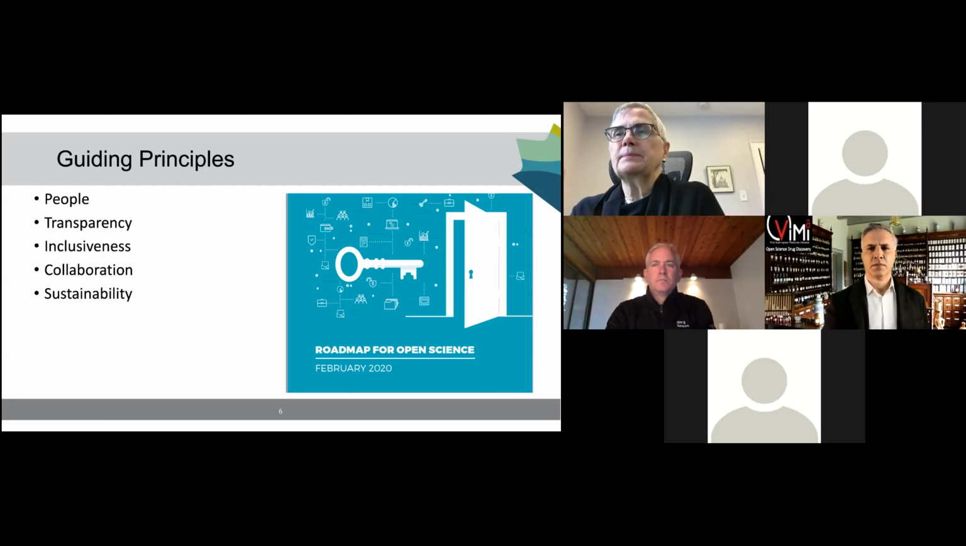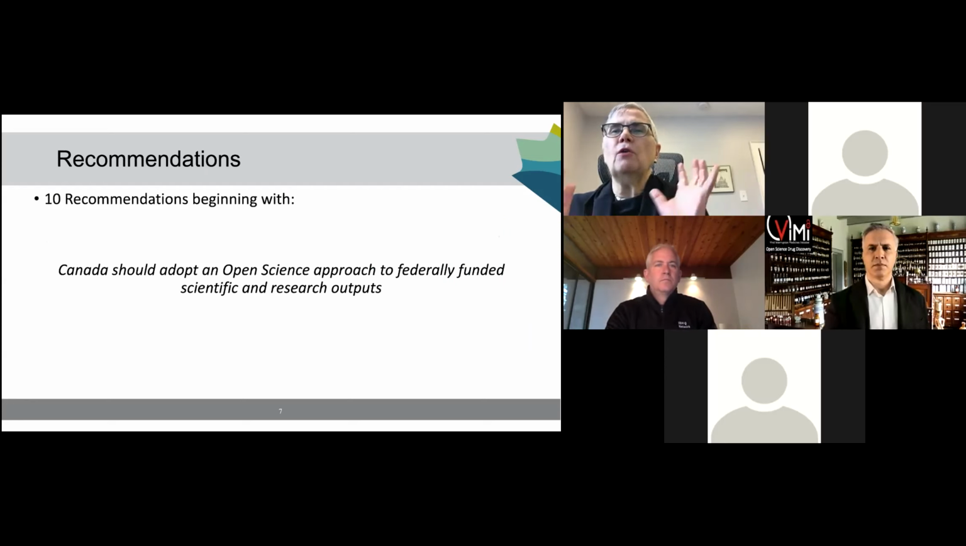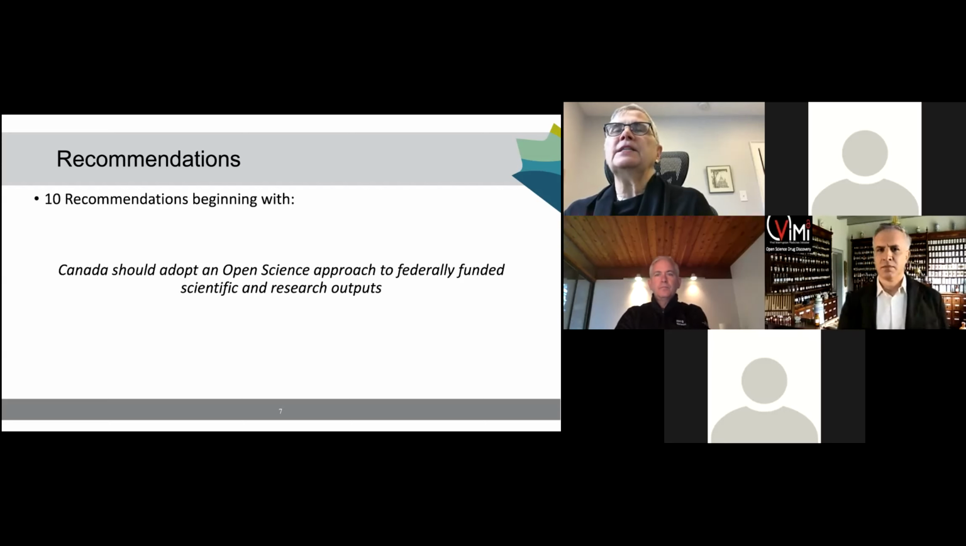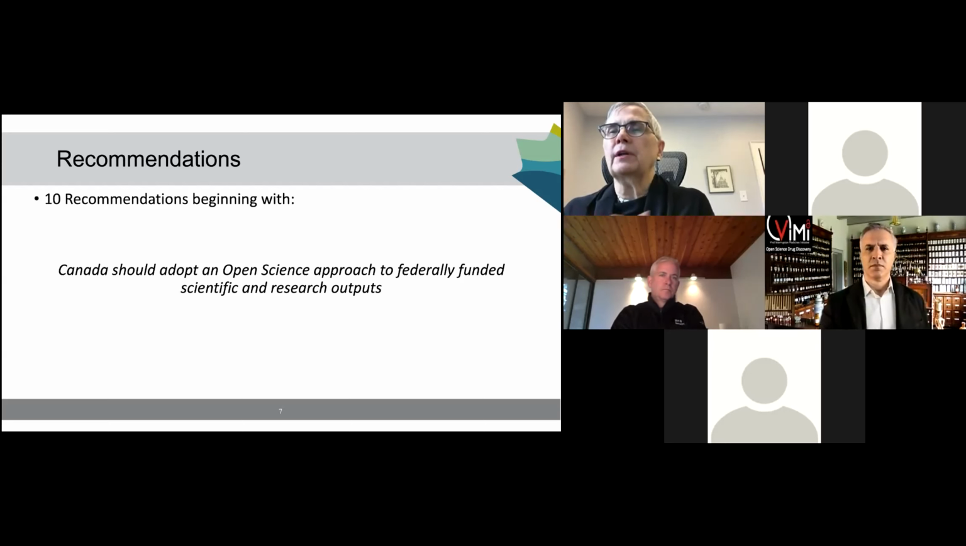Next slide, please. So there were 10 recommendations. Hopefully many of you have seen this roadmap, you've read it, you're excited by it. I just thought I'd highlight one recommendation, the first one, which was that Canada should adopt an open science approach for federally funded scientific and research outputs. And there are 9 other recommendations, obviously. And the second and third ones really do focus on the engagement with the federal government science community, and making sure that they in fact are able to drive the process. Next slide, please.